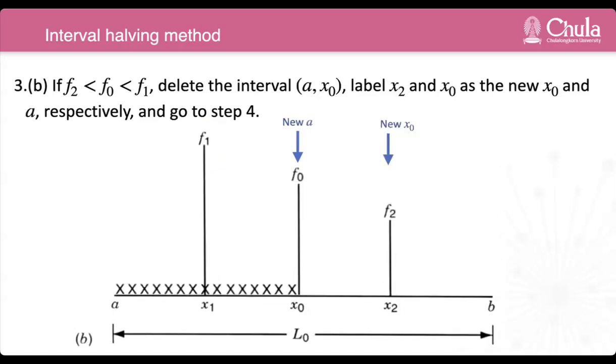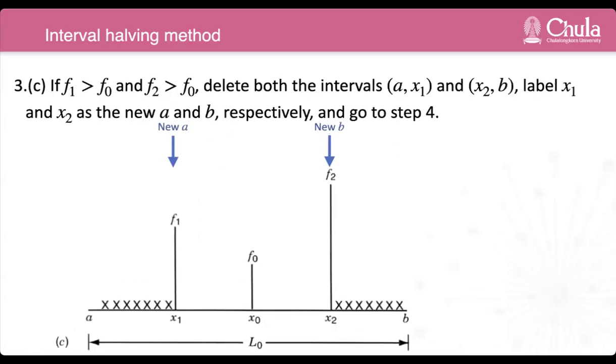Okay, this is the first case. And if the result looks like this, of course, you remove this part, because it's impossible that the minimum point lies around here. And this is another case where f0 is the smallest. Here you remove this part from A to x1 and x2 to B, right? You see all the possible cases, we can remove 50% of the original area.